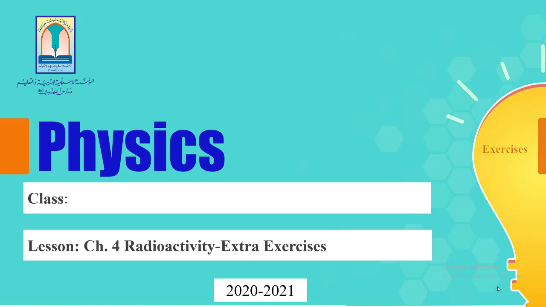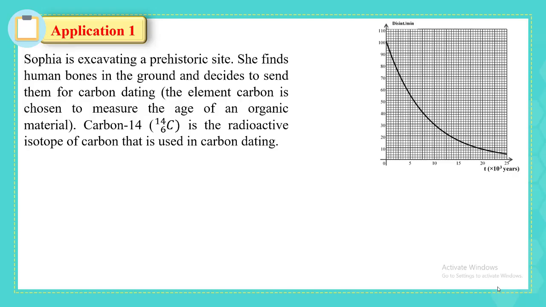In this video, we solve some exercises that you have seen in worksheet 2 and worksheet 3 of this chapter. Also, we solve an extra exercise. I start with the extra exercise. Sophia is excavating a prehistoric site. She finds human bones in the ground and decides to send them for carbon dating. The carbon element is chosen to measure the age of an organic material. Carbon-14 is a radioactive isotope of carbon that is used in carbon dating.